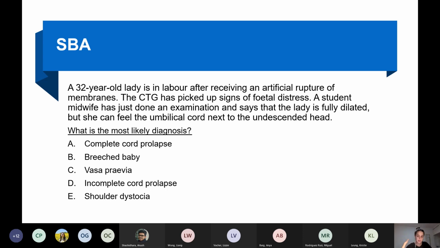Okay, another SBA. Please vote on Menti, or tell me if you can't vote, I've done something wrong. So this is a 32-year-old lady in labour, has received artificial rupture of membranes. The CTG has picked up signs of fetal distress. A student midwife has done an examination and says that the lady is fully dilated, but she can feel the umbilical cord next to the undescended head. So has anyone got any ideas what this is?